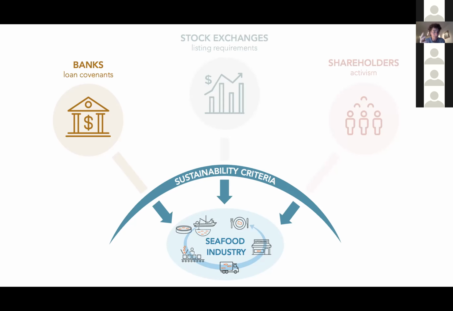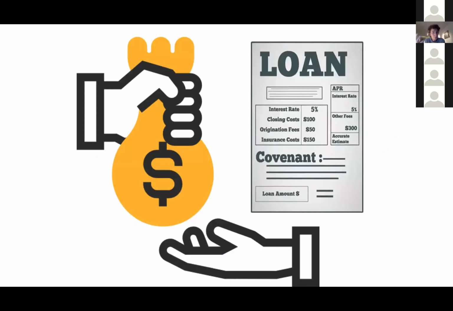So more than half of the external financing that a company will receive will come from bank loans. And loans come with what are called covenants, which are agreements between the bank and the borrower, stipulating what the borrower can or cannot do. And so if you start incorporating sustainability criteria into your loan covenants and binding companies to sustainable practices, then of course banks could play a prominent role in accelerating transformation towards more sustainable practices.